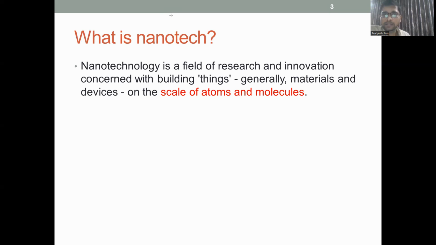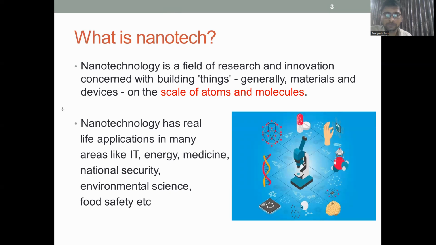So whenever we are manufacturing some materials or devices on the atomic level or molecular level, on the scale of atoms and molecules, we are dealing with the field of nanotechnology. Now, the reason we talk about nanotechnology is that it has numerous real life applications. The potential for real life applications is very huge.